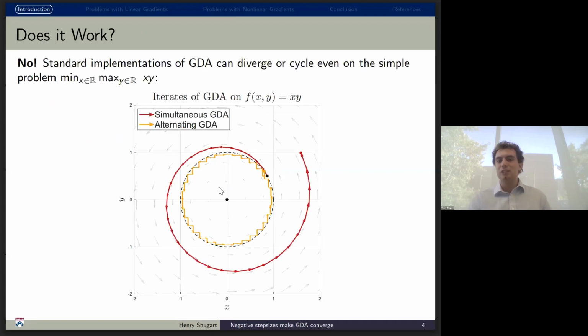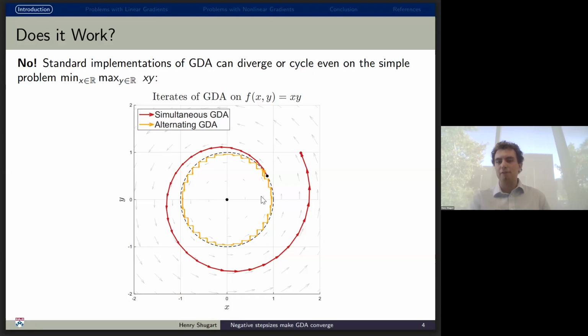The answer is surprisingly no. Standard implementations of GDA can diverge or cycle even on super simple problems. So problems that are convex, concave, and smooth, have all the nice properties that you might think of, and are even potentially as simple as the univariate or bivariate problem min x max y x times y.